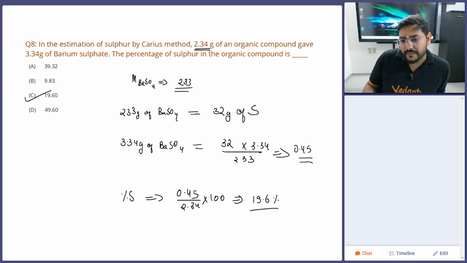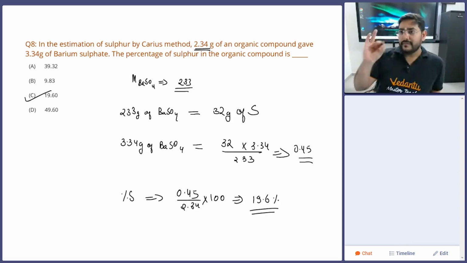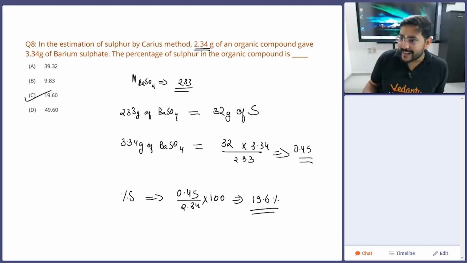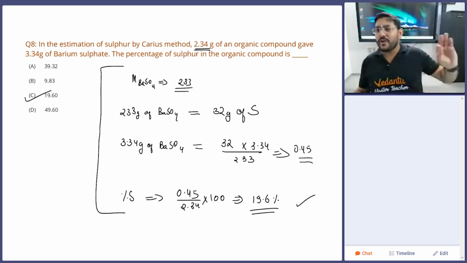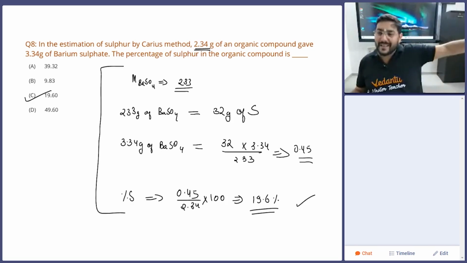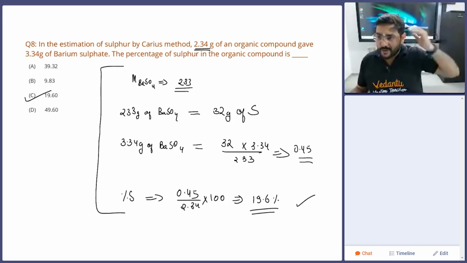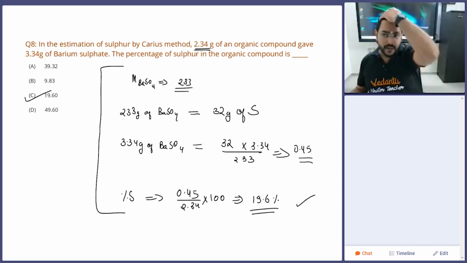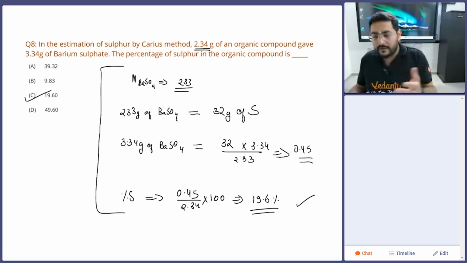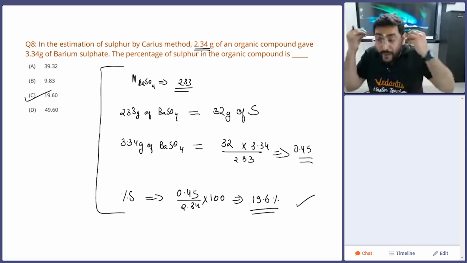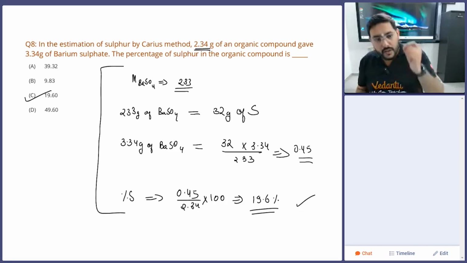Is that simple? Now, those who know Carius method have studied one formula also. This is from the mole concept, which we have calculated without knowing any method. What is Carius method? We don't know about it. Sometimes in JEE Mains also, if one of you by chance forgot about it, you can solve this. Do not leave such questions. They are very easy. They are solved by the mole concept.